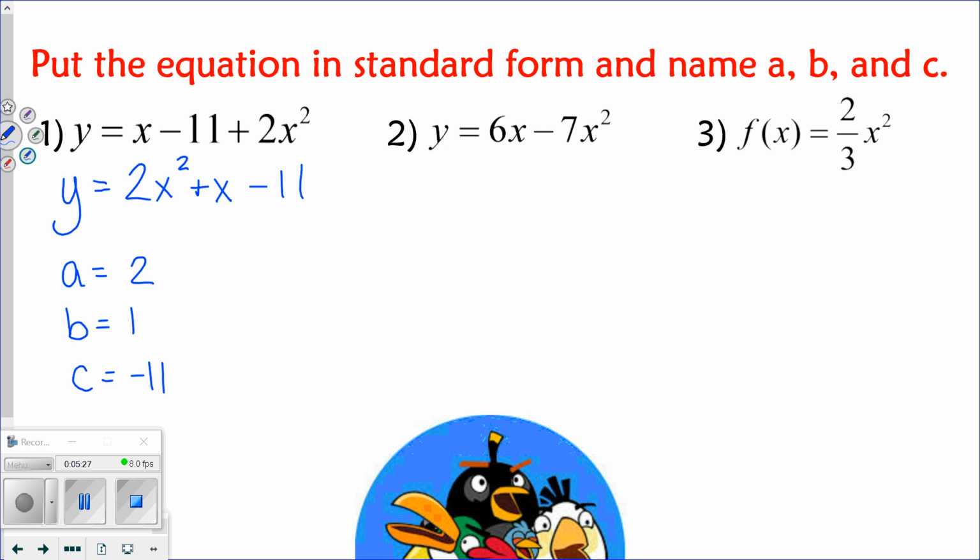See, we got this. When have we done this already? Every day. What formula do we have that uses A, B, and C? Quadratic formula. We should know how to do this. All right, what about number 2? It should be y equals.